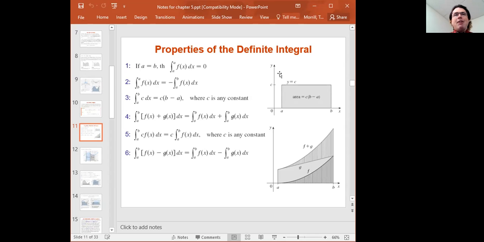So this first one, if a and b are the same number, then the integral is automatically equal to 0. Why should that be? If my starting point for the integration and my stopping point for the integration are the same, well, then I've just got a line segment. Line segments don't have area. So that actually makes sense from the geometry point of view.